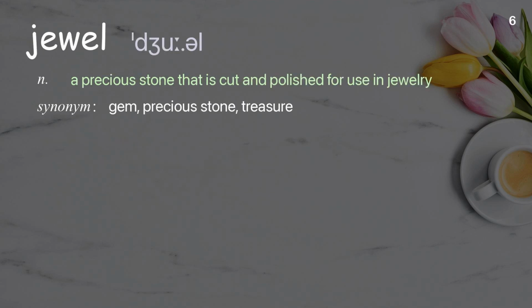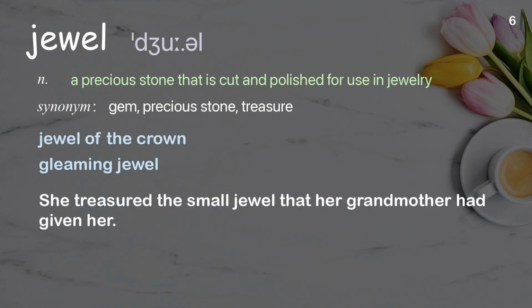Jewel. A precious stone that is cut and polished for use in jewelry. Examples. Jewel of the crown. Gleaming jewel. She treasured the small jewel that her grandmother had given her.